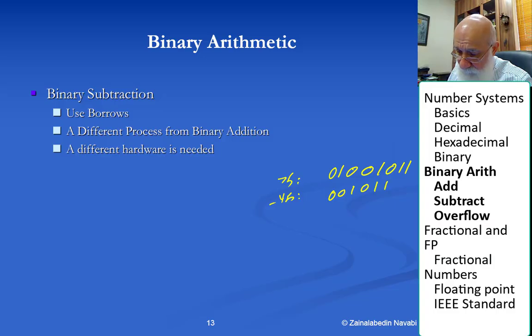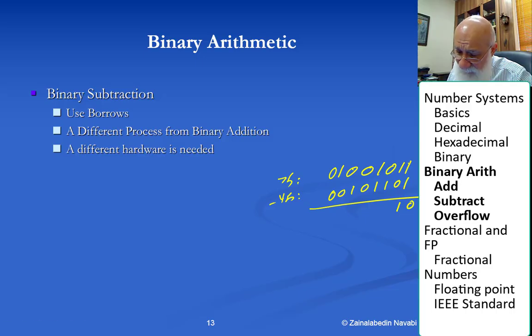Okay, let's perform this subtraction. 1 from 1 is 0. Then 0 from 1, that I can do. 1 from 0, I cannot do that.